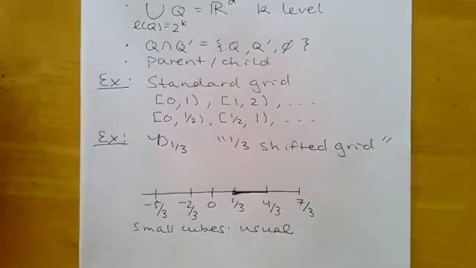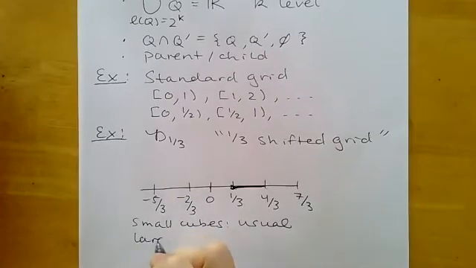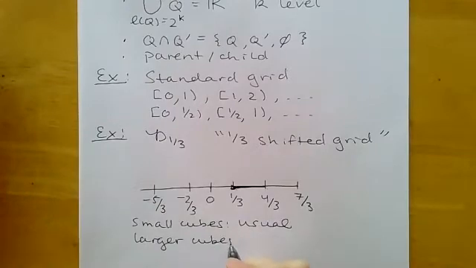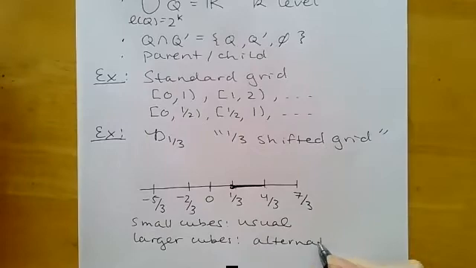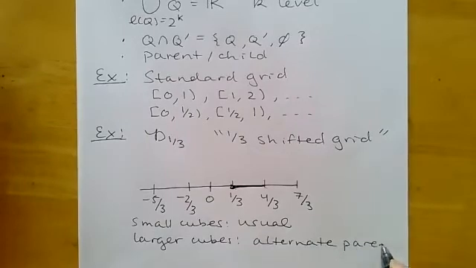For the larger cubes, we're going to do something different, and we're going to alternate the choice of parent. And we can enumerate this by 0s and 1s. So alternate parent choice, and we will use 0 for the right child.